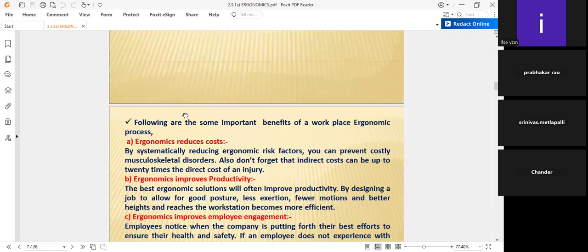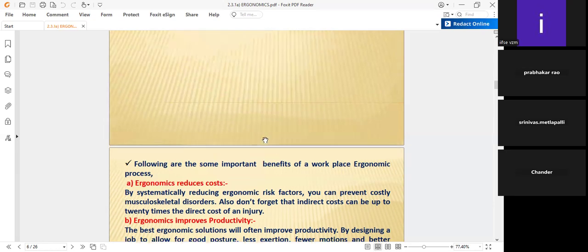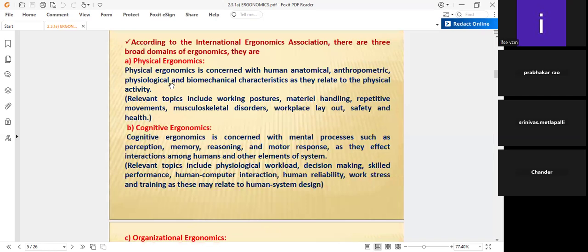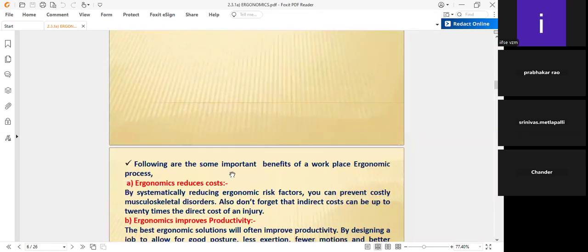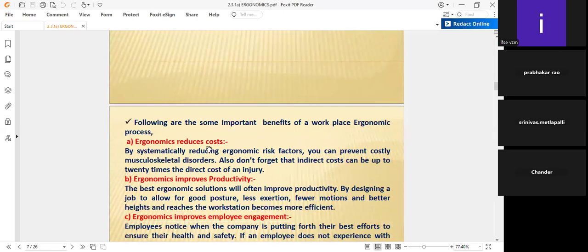The following are some important benefits of workplace ergonomics. Definitely, if you provide the work environment very neatly, the productivity is also very high. That's why these are some important benefits of the workplace ergonomic process. If you provide physical ergonomics, cognitive ergonomics and organizational ergonomics, and the work environment for the employees is perfectly organized, definitely ergonomics reduces the cost.